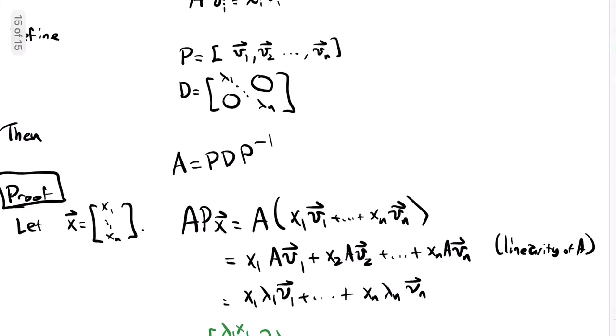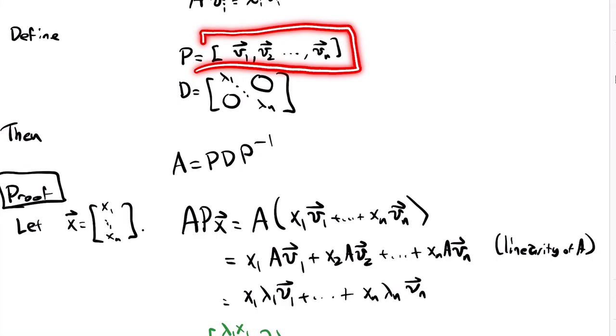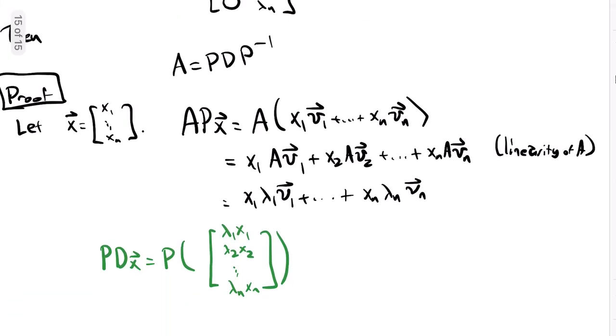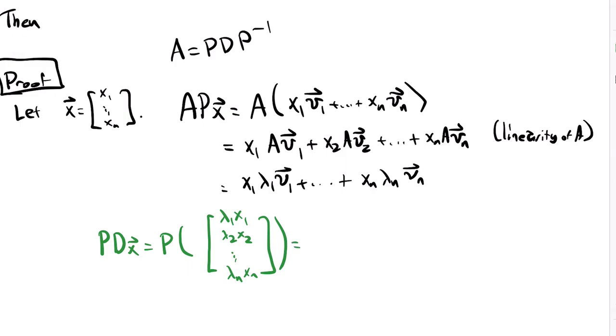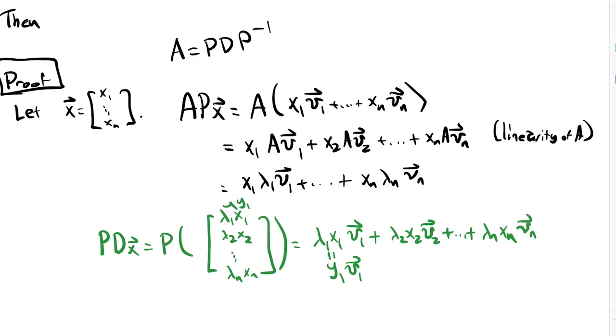And then again, recalling that P is given by these columns, we apply the basic definition of matrix multiplication. So P times this vector is lambda 1 x1 v1 plus, if you like, you can relabel that y1 and then write y1 v1, but then y1 is equal to that. That's all I'm doing here. So I'm applying the same rule that I did above. Lambda 2 x2 v2 through lambda n xn vn.